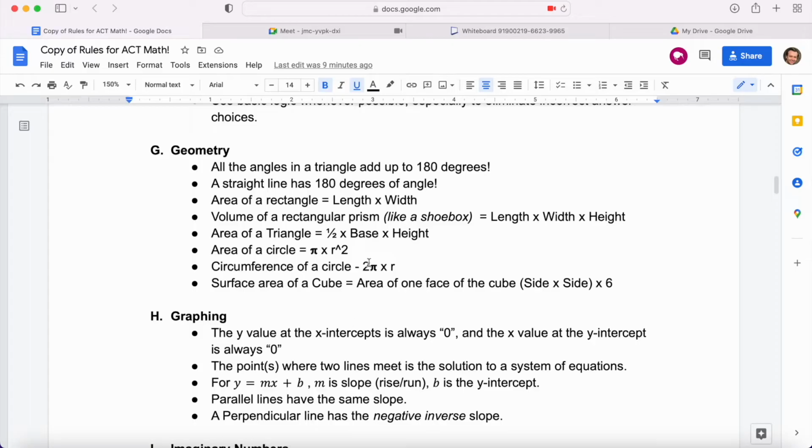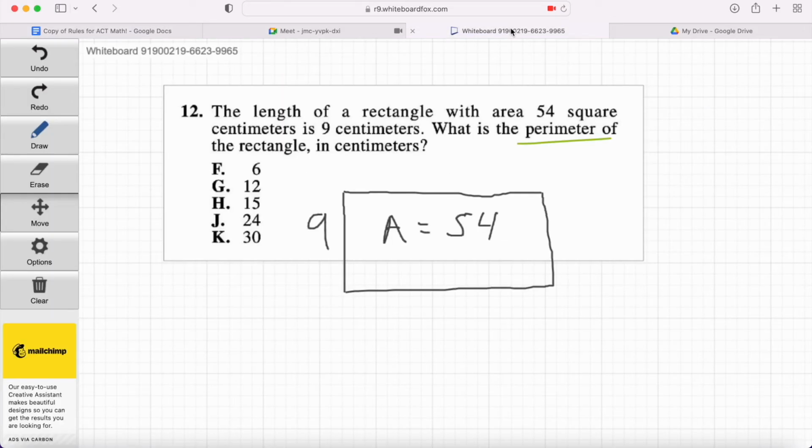That's pretty straightforward. So we know that when we multiply the length 9 times the width, we get 54. Well, you should be able to tell me what the width is then. What's the width going to be? It would be 6. Absolutely. So I'm going to label that. That's 6. So is that the answer?